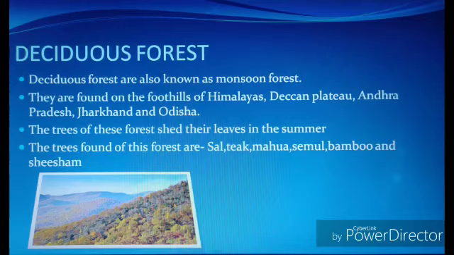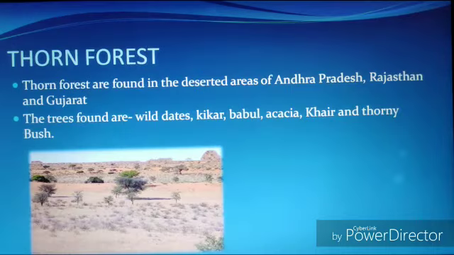Number 3, thorn forest. These types of forests are found in the desert areas of Andhra Pradesh, Rajasthan and Gujarat. The trees found here are wild date, kikar, babul, acacia, kair and thorny bushes.